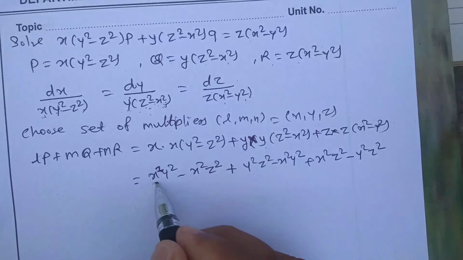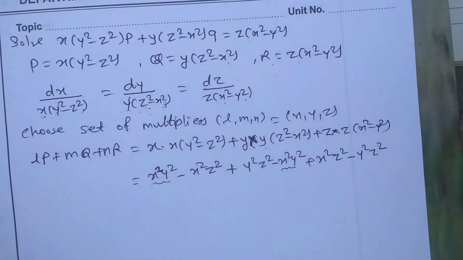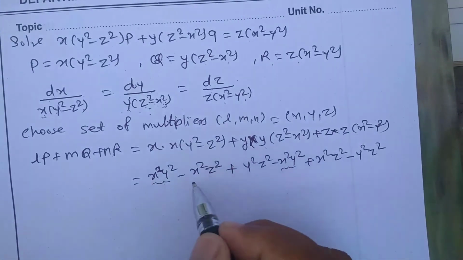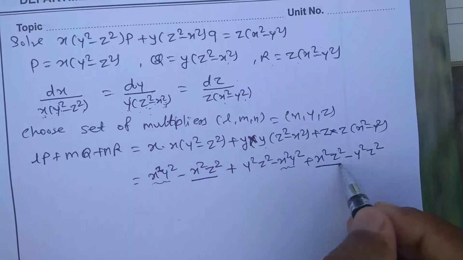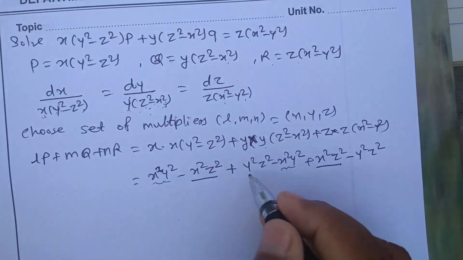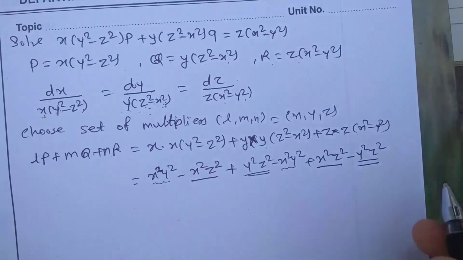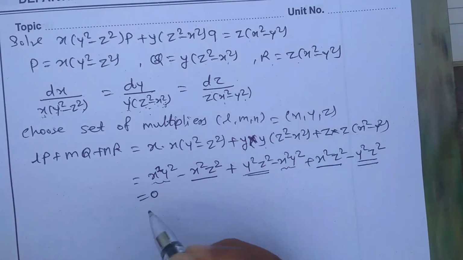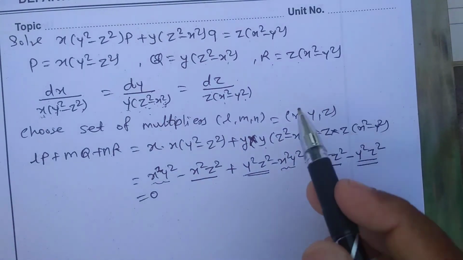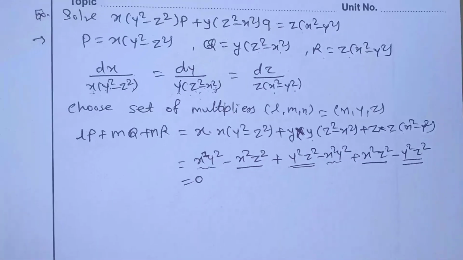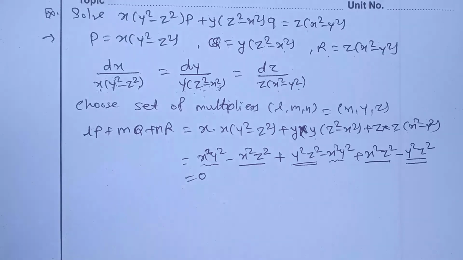Now see this x square y square and minus x square y square get cancelled. Then minus x square z square plus x square z square get cancelled, and plus y square z square minus y square z square get cancelled. So all terms get cancelled, so you will get 0. That means whatever the set of multipliers we choose, this is a correct set of multipliers.